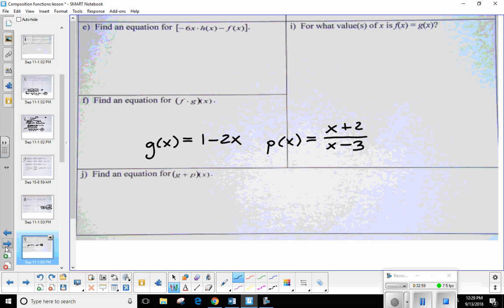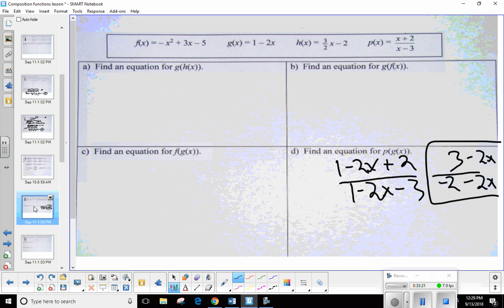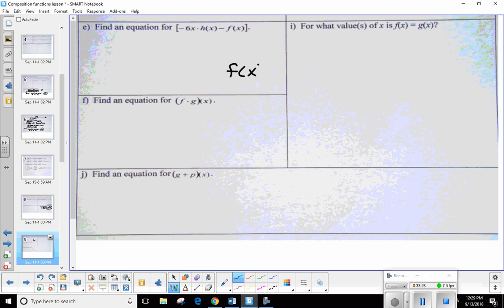Okay, so let me give you an example of one of these. Let me go ahead and take this right here, like this one. Is that a composition, or is that telling me to do something with the functions? Yeah, in fact, what's it telling me to do with f and g? Yeah, all it's doing is telling me to multiply, right? So here, I'm trying to remember what f was. Negative x squared plus 3x minus 5. And I think g of x was 1 minus 2x.